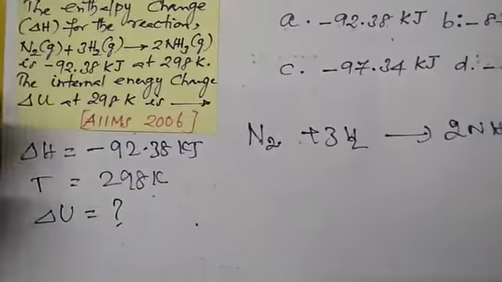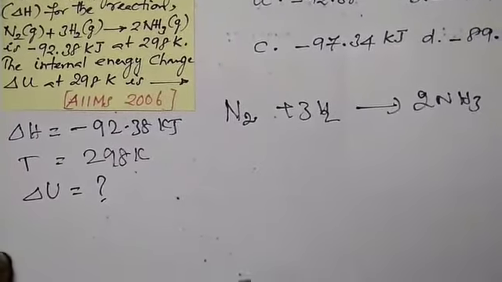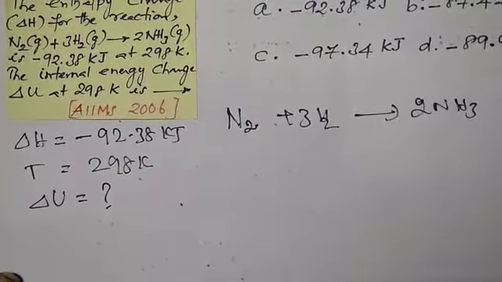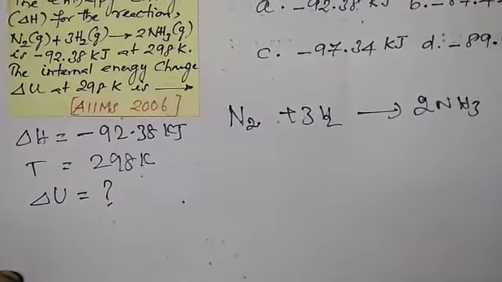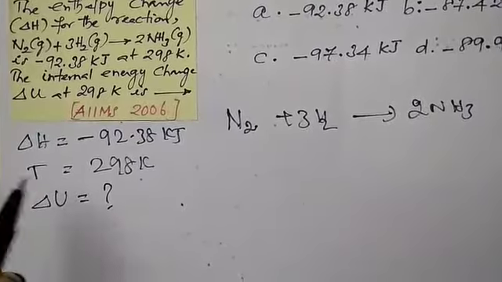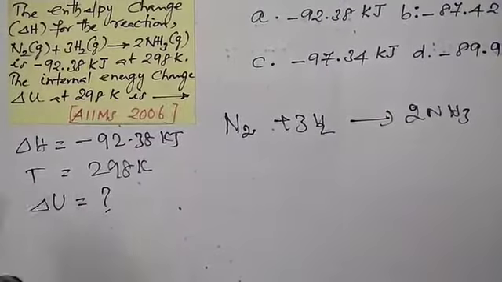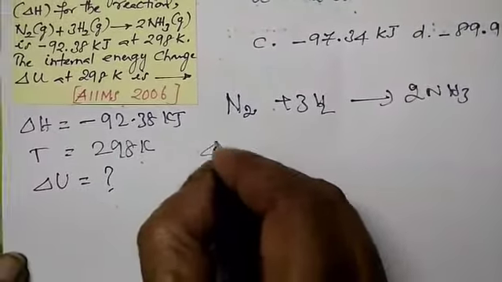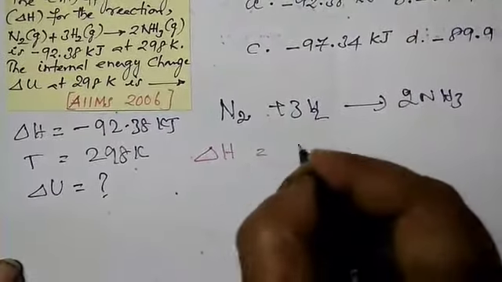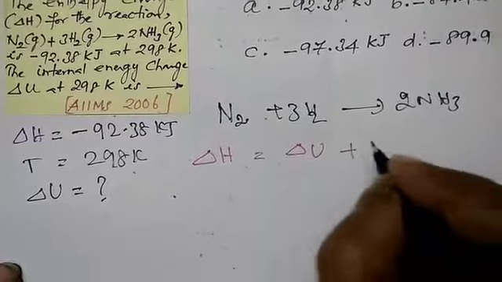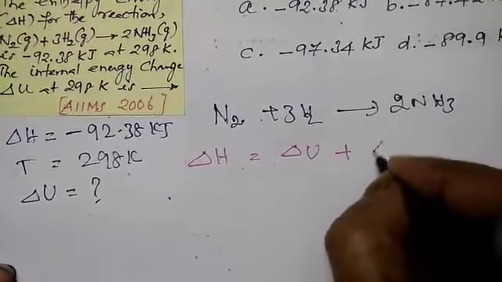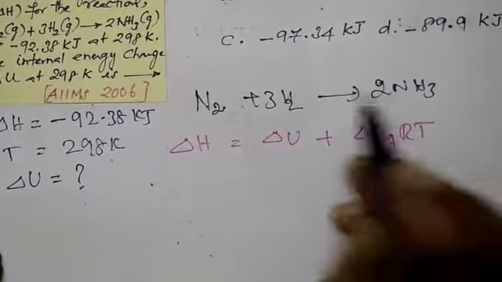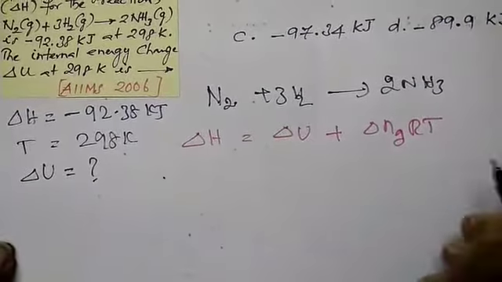That is the question. This is the same question pattern, but the formula is different. The internal energy is asked, but a different formula is needed here because the available data is only the temperature. So let me write the formula: delta H is equal to delta U plus, instead of P delta V, we write delta n g RT. Based on the data, I am taking this formula.